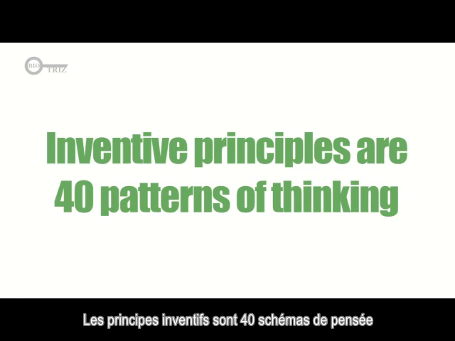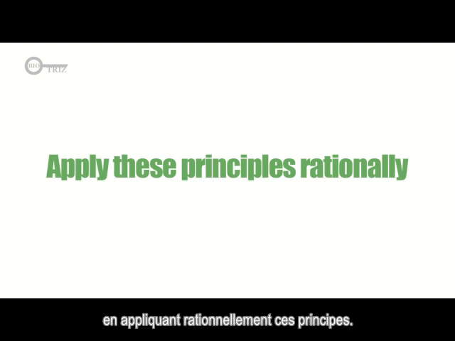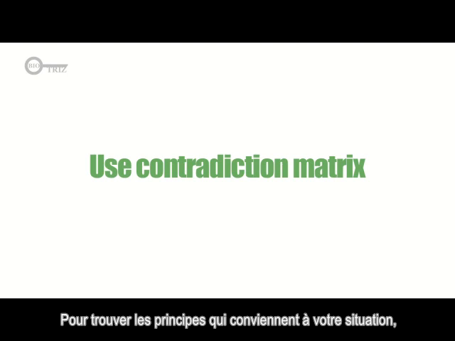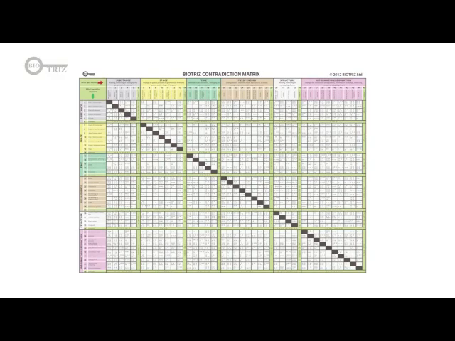Inventive principles are 40 patterns of thinking, which inventive minds can engage with to get win-win solutions for any challenge. Now, anyone can become a genius inventor by applying these principles rationally. To find the inventive principle which works best for you, use the contradiction matrix.